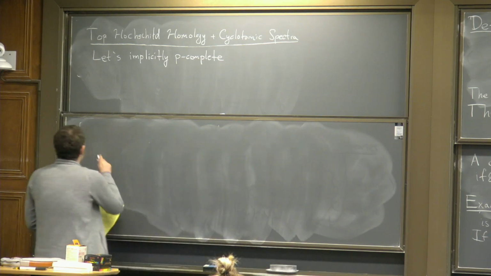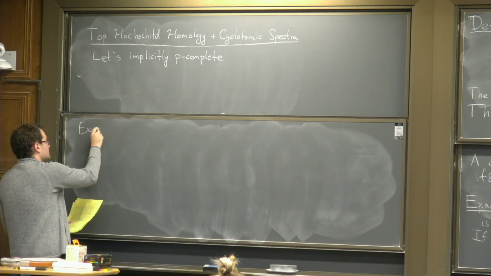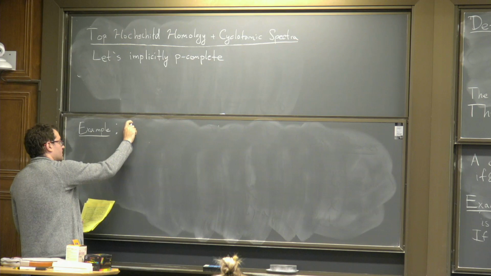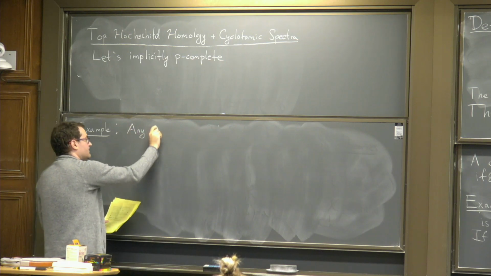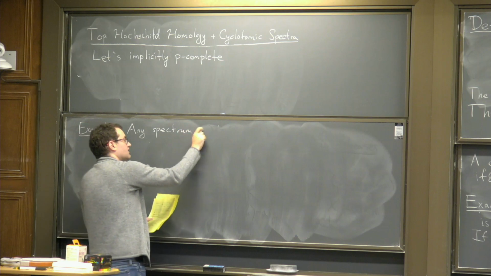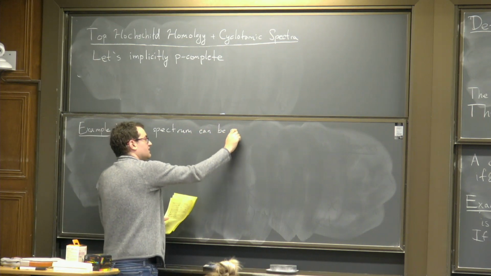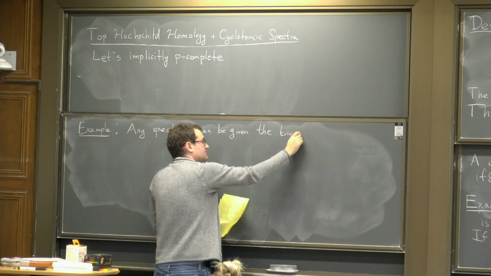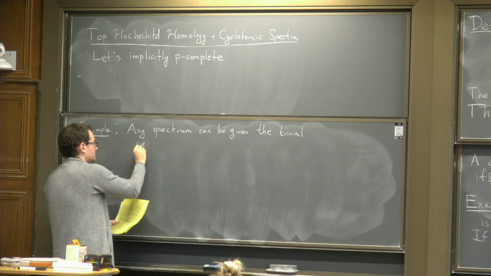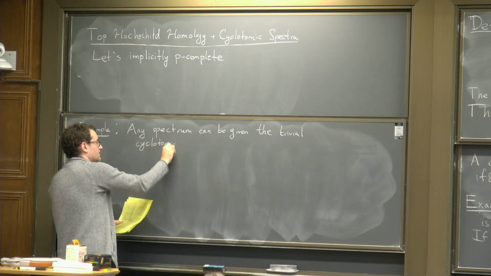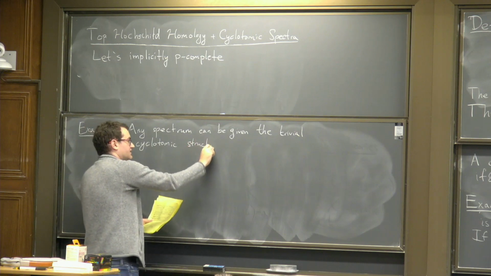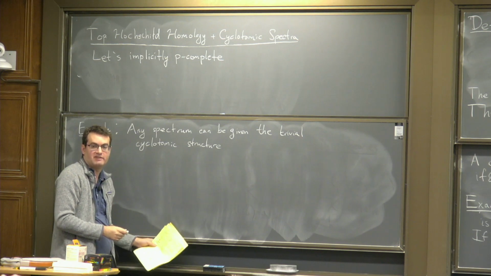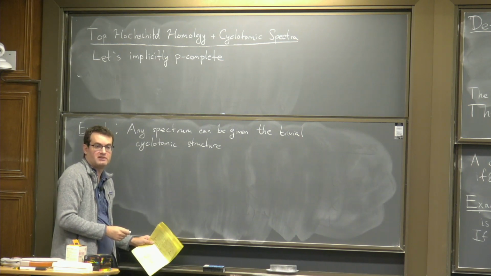Okay, so another example. Any spectrum can be given the trivial cyclotomic structure, which means just take that spectrum, view it as having a trivial S^1 action, and view the Frobenius map as some kind of canonical map from something with trivial action to its Tate.